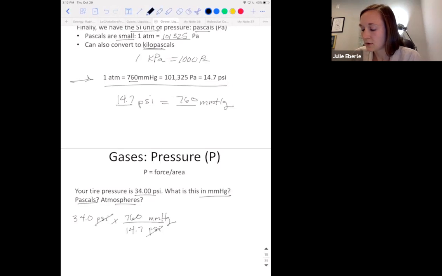PSI cancels. Anybody got our answer? Madison said it is 1757.82. And the units there are now millimeters of mercury. Okay.